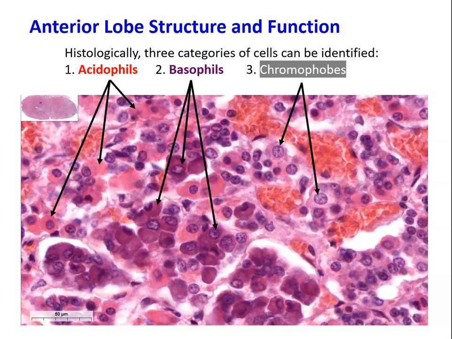Histologically, there are three types of cells that you can identify, and their identification is based on whether they stain in an acetophilic, basophilic, or not at all fashion. So those that are staining bright red to pink are called the acetophils, those that are staining the dark purple are the basophils, and those that are very pale staining and lack either one of those other staining characteristics are going to be called chromophobes.